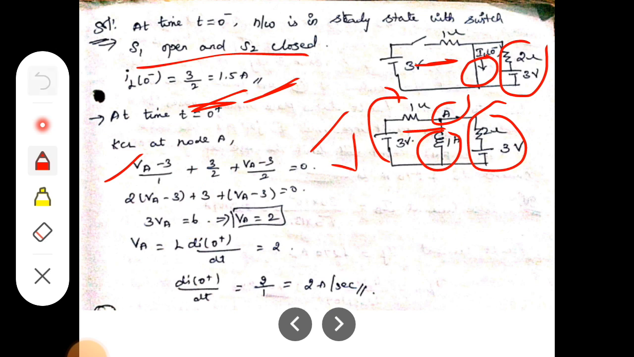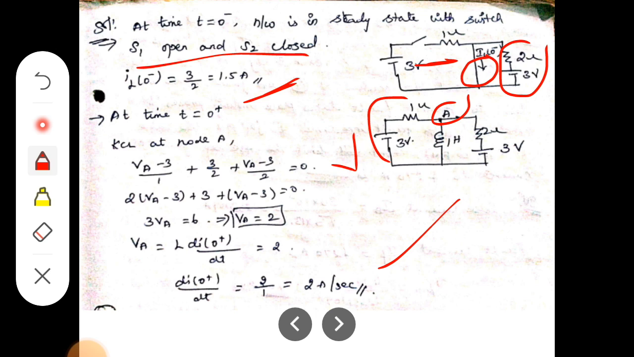So we want the current flowing through the inductor in amps per second. In this case VA is equal to L di by dt. So di by dt, the rate of change of current, with VA equal to 2, is 2 by 1, since the inductor value is 1. So the current change is 2 amps per second. So this is the final answer. Here L value is 1.